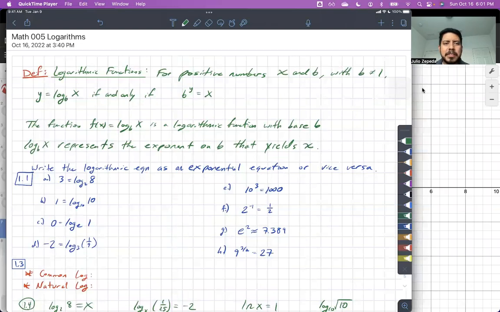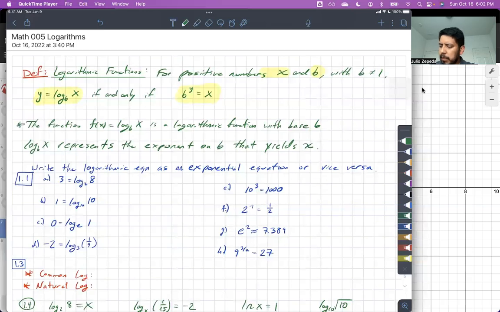So for logarithmic functions, our definition from the textbook says that if we have positive numbers x and b, we define a logarithm as a function y equals log base b of x. And the way that it's defined is it's equivalent to b to the y equals x. So it's a little bit of a strange definition sometimes, or it might seem strange. But we'll talk about how to interpret this and how to use logarithms through the video.